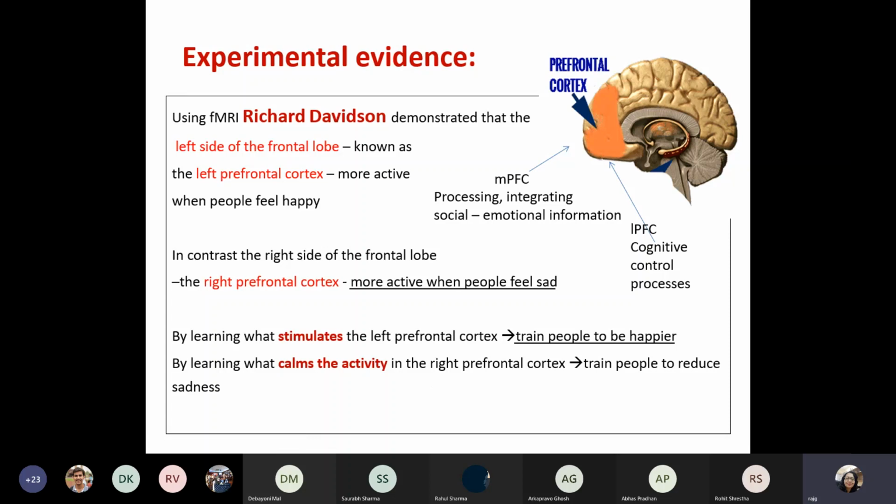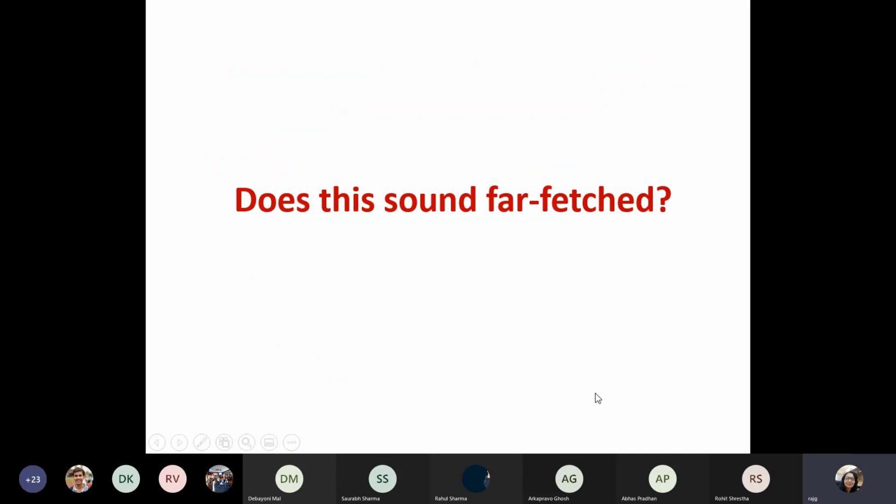So what we need to do is train the person to feel happier, and calm the activity in the right prefrontal cortex. So reduce activity in the right areas. Now, can this be done? Does it sound very far-fetched? Tell me, do you think this is possible? This is impossible?